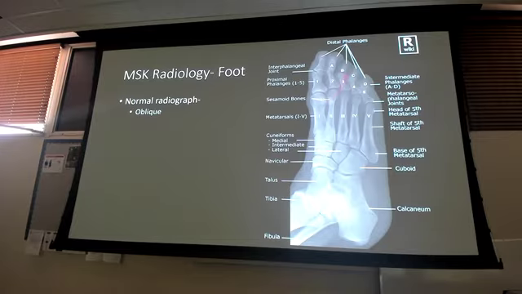Oh, don't forget all the phalanges too. Remember, your big toe is your first toe. Your thumb is your first finger. Don't forget that. Okay.